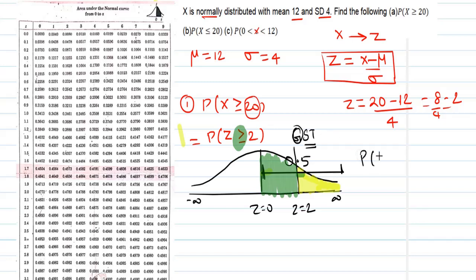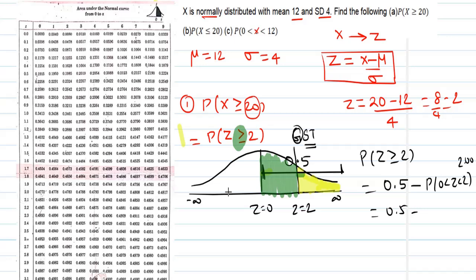So probability of z greater than or equal to 2 is from your total half area 0.5 subtract the value from 0 to 2. So 0.5 minus what is 0 to 2? 2 I can write as 2.00. So go search for your 2.0 and next 0. So where is going to be 2.00?